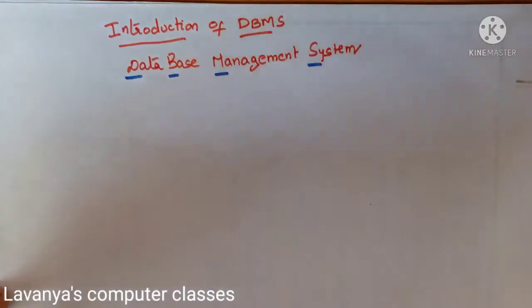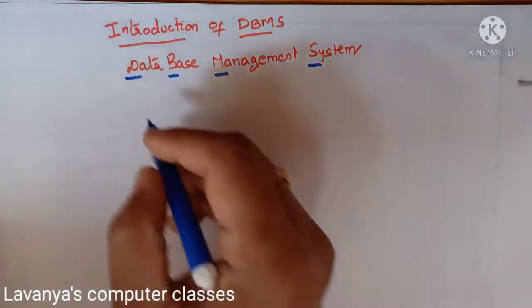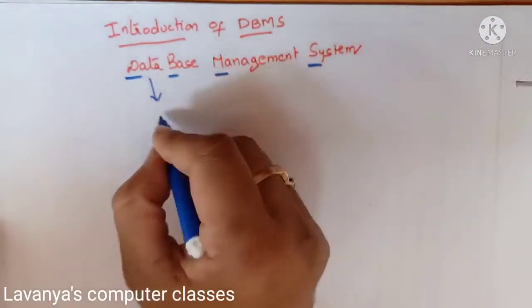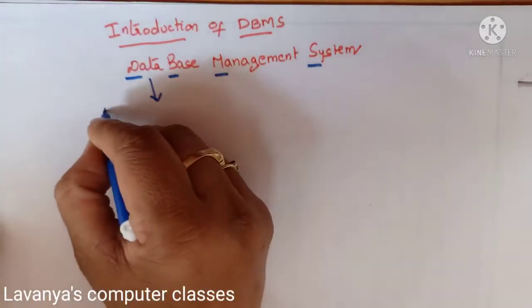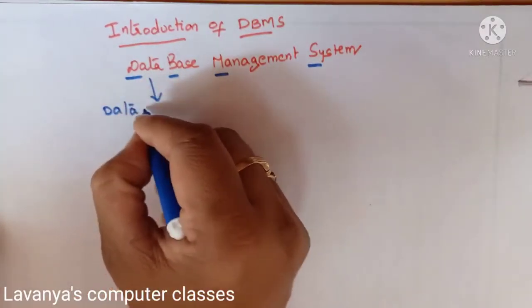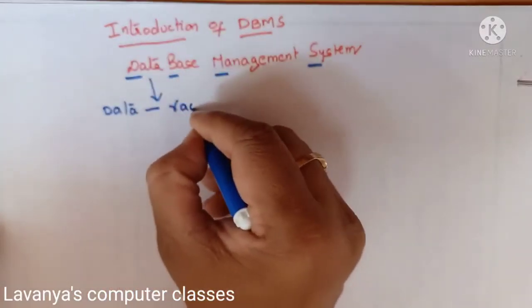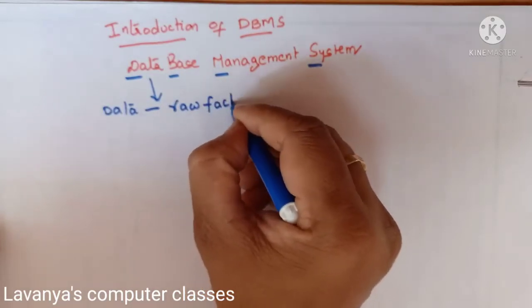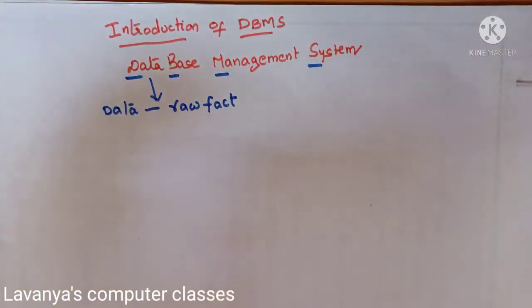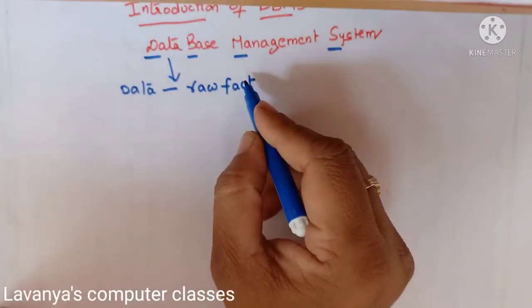In this full form, first I will explain what is data. Next, what is database. So what is data? Any raw fact is known as data. What is the meaning of raw fact?